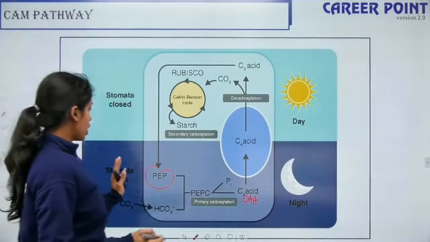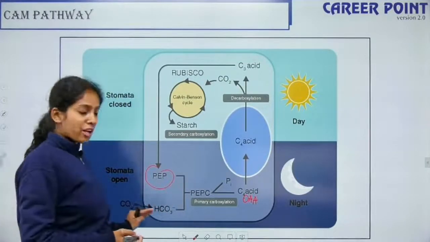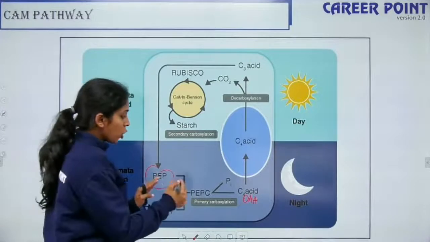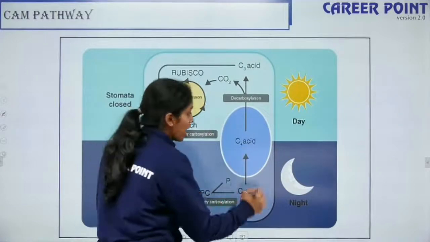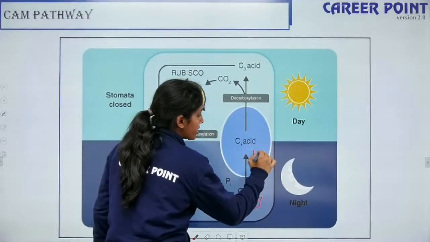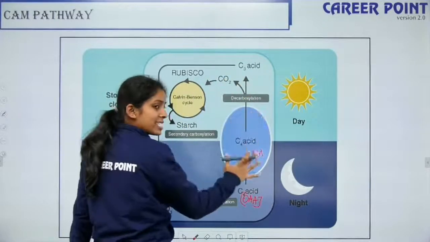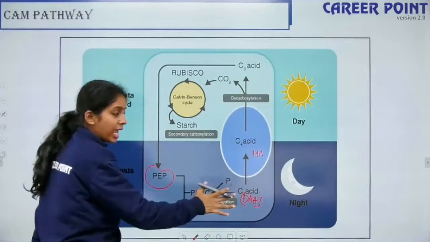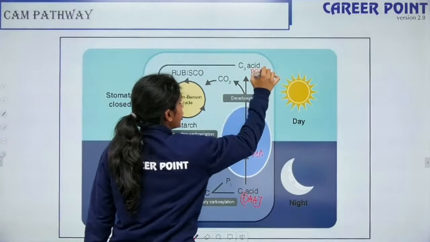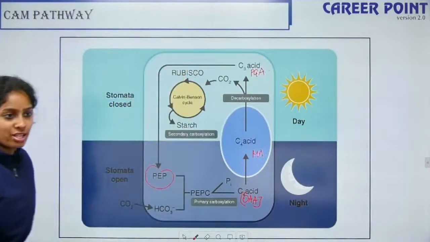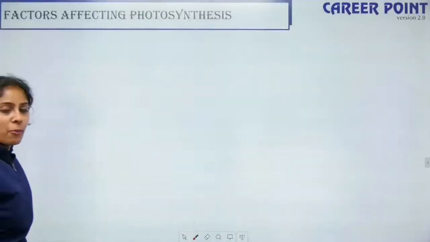Okay, so let's see. You have PEP. At night it takes up the carbon dioxide, in the form of bicarbonate ions. With the help of PEP carboxylase, it forms your stable compound, oxaloacetic acid. This is converted into malic acid. It stays in the oxaloacetic acid stage all through the night, and in the morning it gets converted to malic acid. Malic acid gets converted into phosphoglyceraldehyde, and then you have regeneration. That is the only difference between your CAM plants and your C4 plants. I hope it was clear.